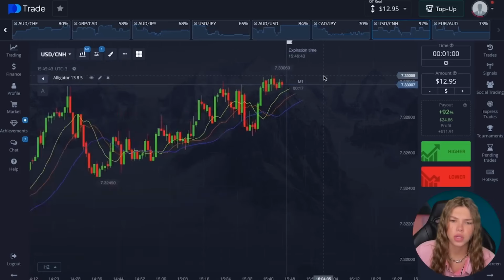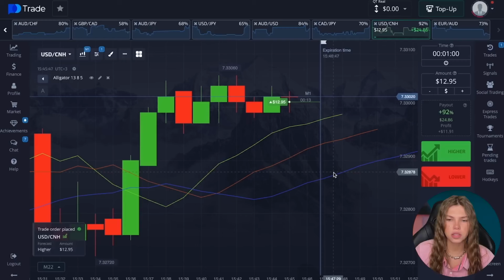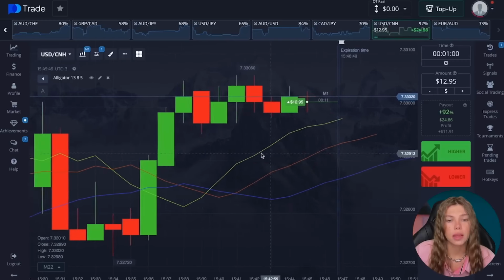So, an interesting situation here. We will trade the entire amount on the increase. We have to risk it already. Let's watch.